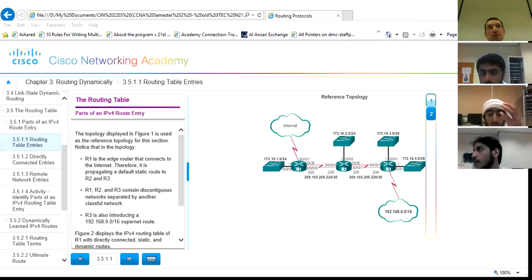From 1 up to 127 is a /8. From 128 to 191 /16, which is class B. From 192 to 223 is class C. Okay, which is the prefix is what? 24. Then class D is the multicast addresses from 224 up to 239. So 172 falls in the range between 128 and 191.